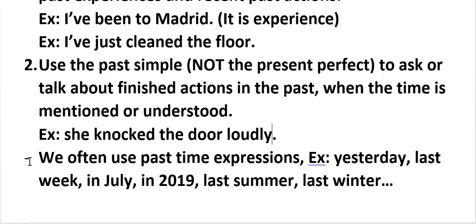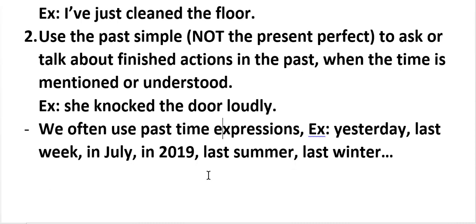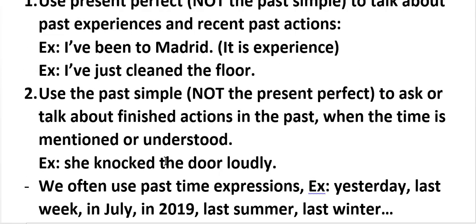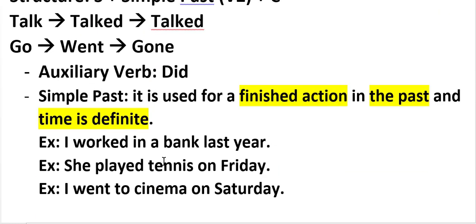Here are the time expressions. We often use past time expressions. Example: yesterday, last week, in July, in 2019, last summer, last winter, on August 24th, on September 1st. So that's how you can use simple past. Okay, and this was how you can use present perfect.